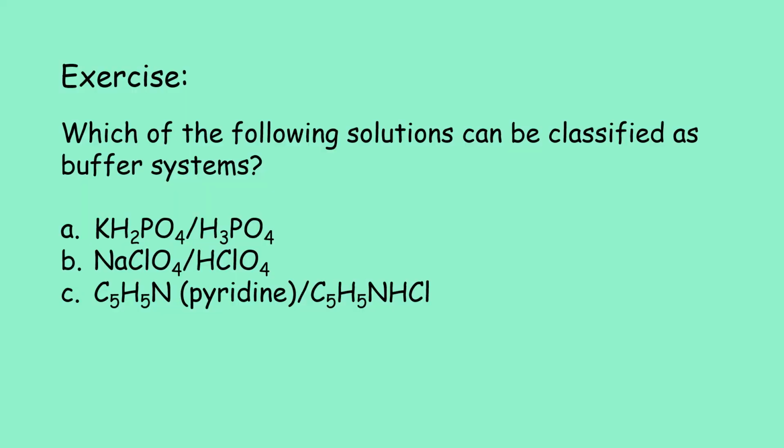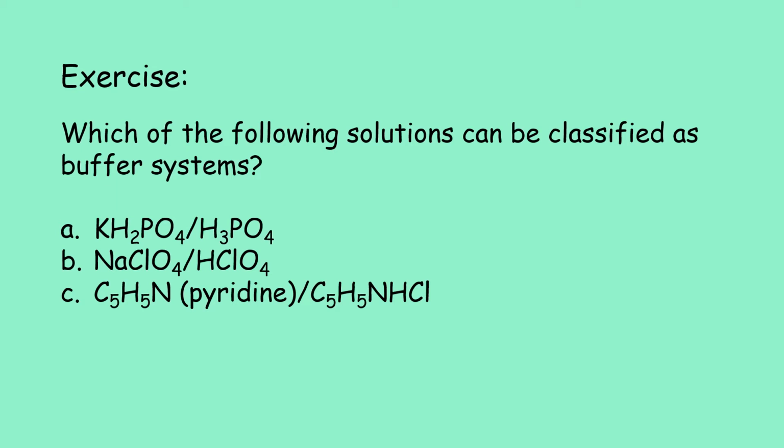Okay, let us have an exercise and apply what we have learned. Which of the following solutions can be classified as buffer systems? We are given three solutions. We have the monopotassium phosphate, or the potassium dihydrogen phosphate, and phosphoric acid. We have the sodium perchlorate and perchloric acid, and then pyridine and pyridine hydrochloride.